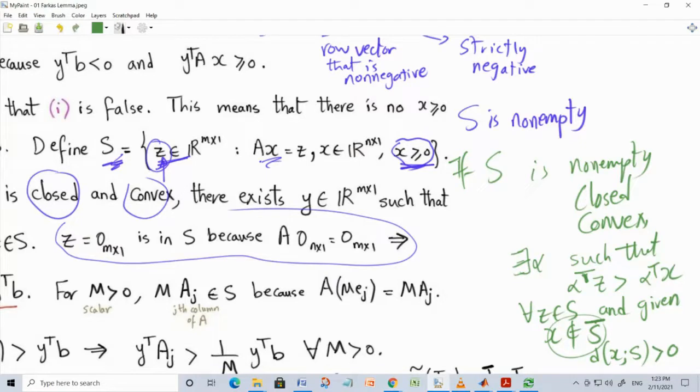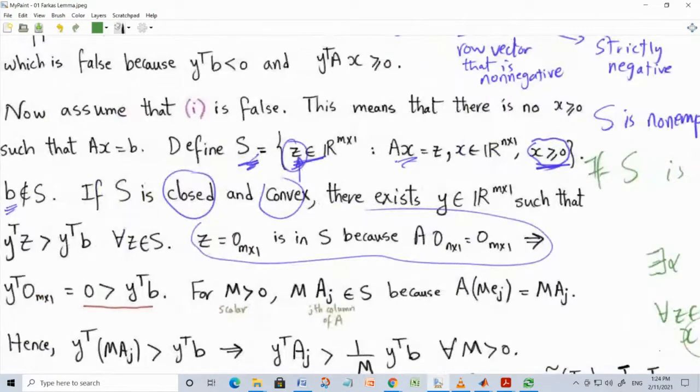So this was the last result in the previous lecture: given a set that is non-empty, closed, and convex, you can always find a vector such that the inner product of this vector with every vector in the set is strictly greater than the inner product of the vector with some point that is outside the set. It's not in the set, it's not in its closure. Specifically, the distance between that point and the set is strictly positive.